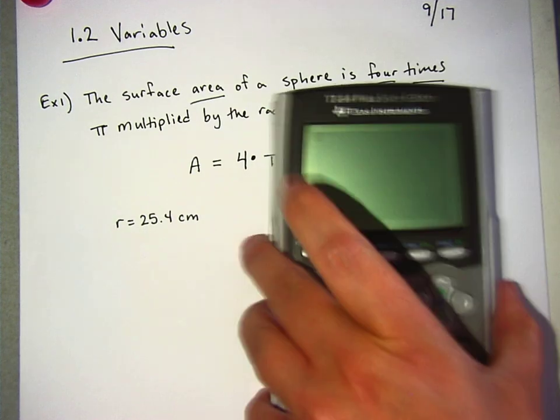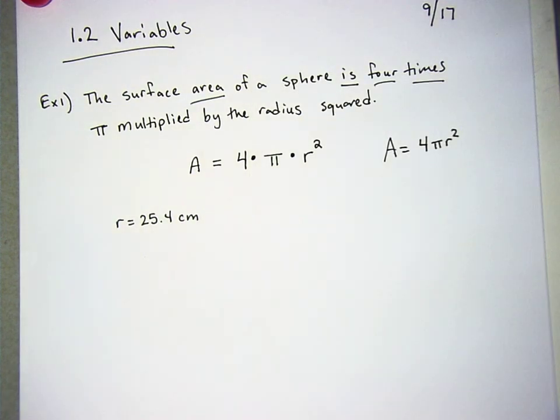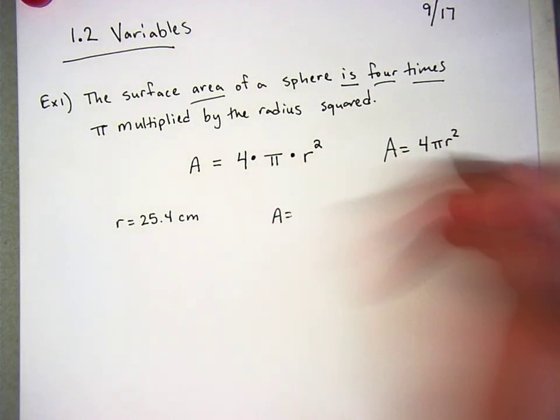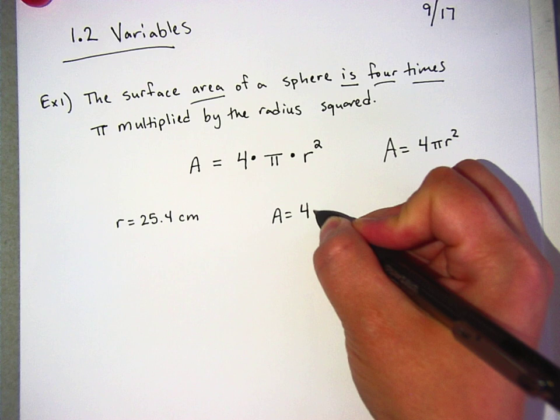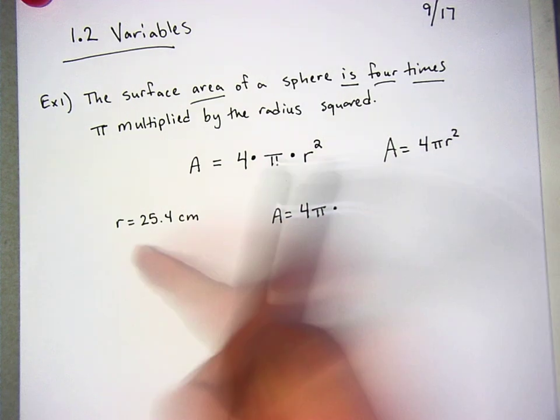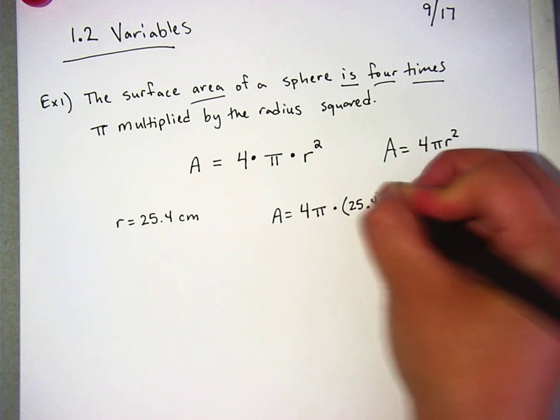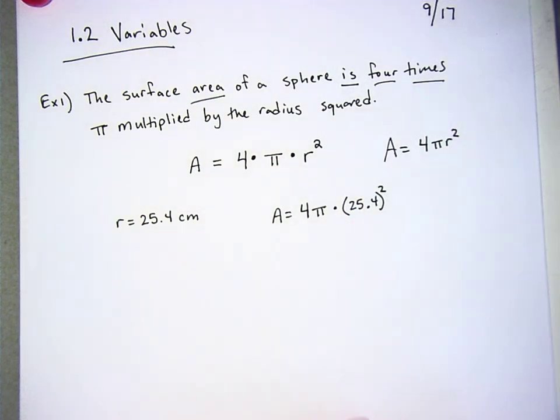All right, now on the calculator, I'm going to help you now. First of all, we're going to write out what this formula is. Everybody write A equals, I'm going to keep the 4, I'm going to keep the pi, and then instead of R, I'm going to write 25.4 in parentheses and then a squared above it like that.